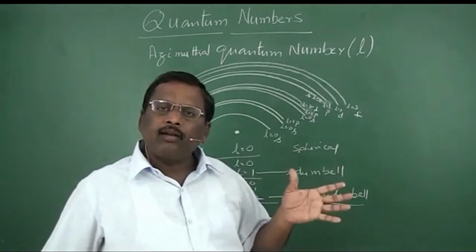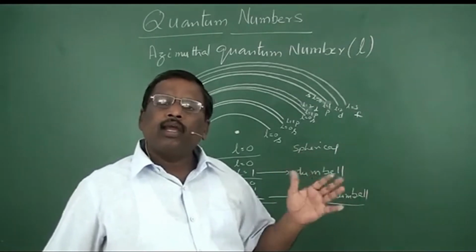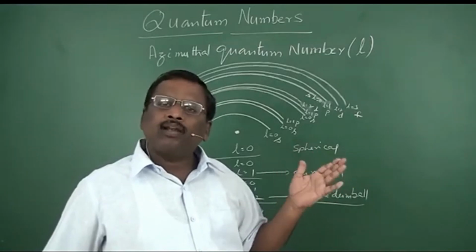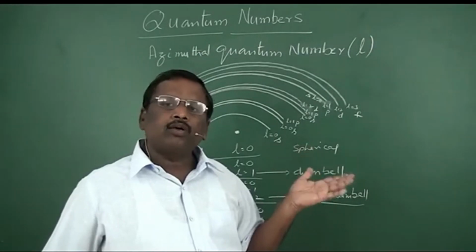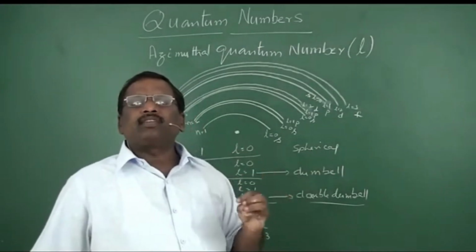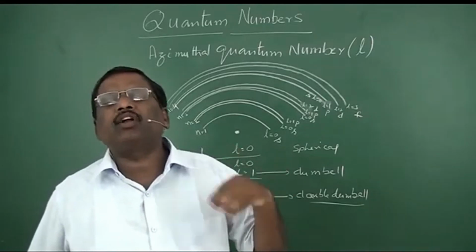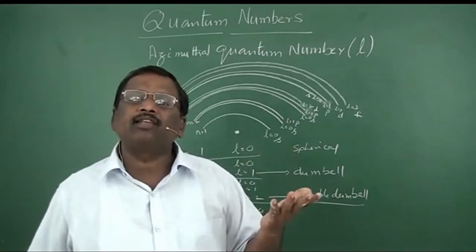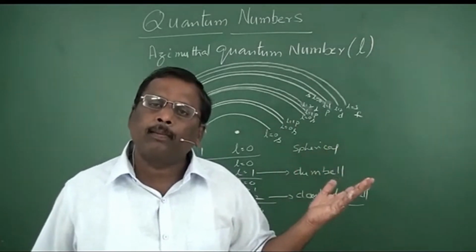In the fourth energy level, we have four sub-energy levels. The values are L is equal to 0, L is equal to 1, L is equal to 2, and L is equal to 3. L is equal to 0 is S sub-energy level. L is equal to 1 is P sub-energy level. L is equal to 2 is D sub-energy level. L is equal to 3 is F sub-energy level. So the number of sub-energy levels present in a given main energy level is equal to its n value. Suppose if n is equal to 5, there are 5 sub-energy levels. If n is equal to 6, there are 6 sub-energy levels. N is equal to 7, there is possibility for 7 sub-energy levels, and so on.